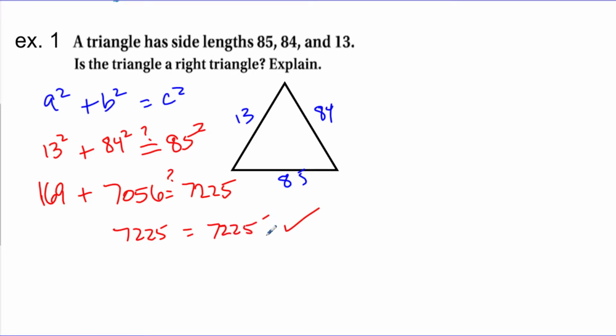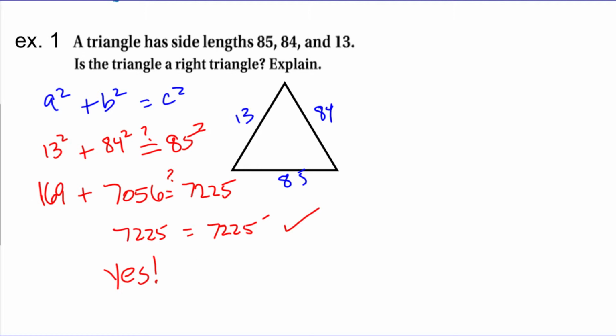So I'm going to say yes, this works. When I plug in a squared and b squared, it does equal c squared. So is the triangle a right triangle? Yes, it is. Why? Because the converse of the Pythagorean theorem works. A squared plus b squared does equal c squared.